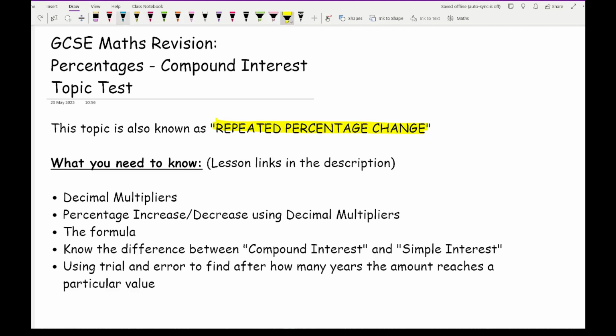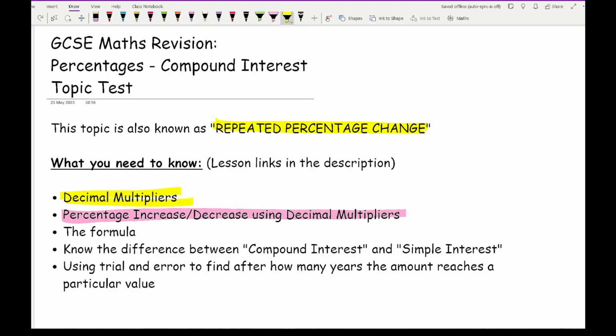Now before starting and working through questions on compound interest, you need to make sure that you know what decimal multipliers are. Now this is where you're escaping the use of connecting percentages with fractions and over 100. Instead you're using the decimal equivalent. From that you also then need to be able to use decimal multipliers to answer percentage increase or decrease questions. So as long as you acknowledge the fact that you always start with 100%, you either add or subtract the percentage that's being increased or decreased, and then you convert that final percentage into a decimal. You will then have your decimal multiplier to calculate either the percentage increase or the decrease.